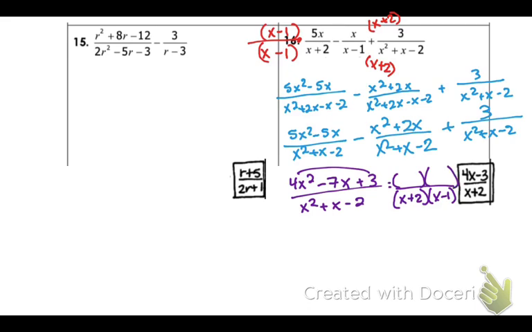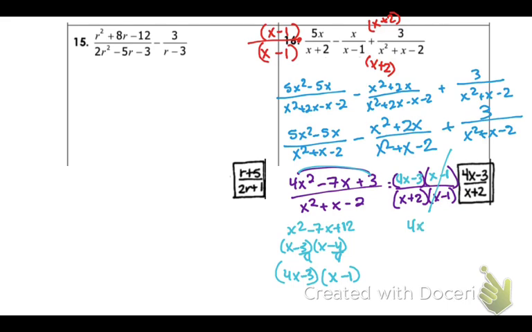So now let's do that. We're going to be left with x squared minus 7x plus 12. Let me see, negative 3 and negative 4, divided by the denominator. You're going to be left with 4x minus 3 and x minus 1. So 4x minus 3 and x minus 1, these cancel. You're left with 4x minus 3 over x plus 2. And then you're done.